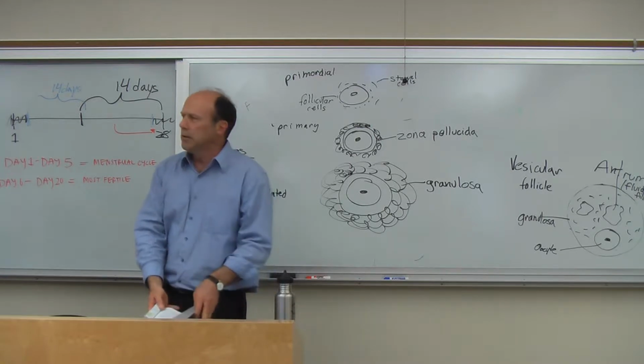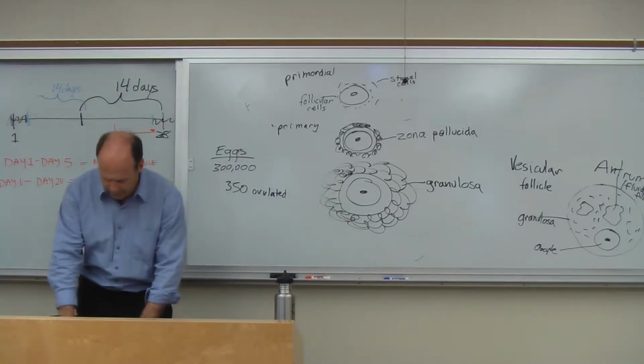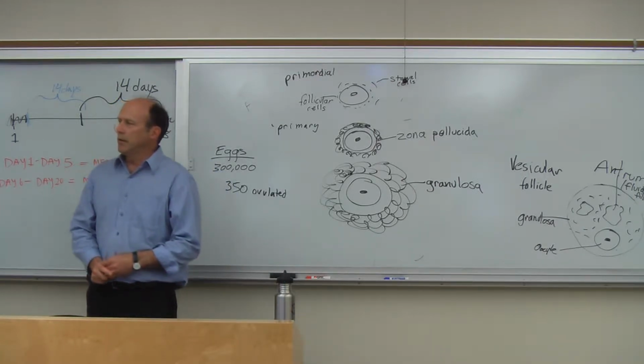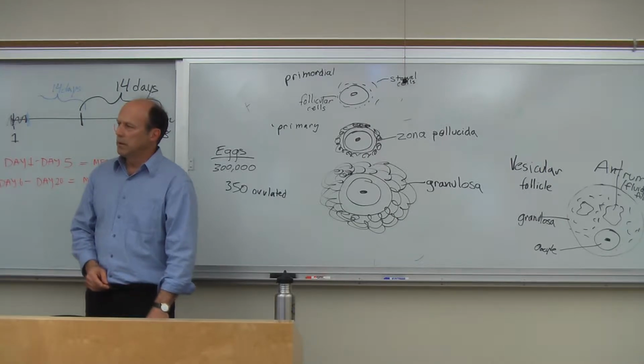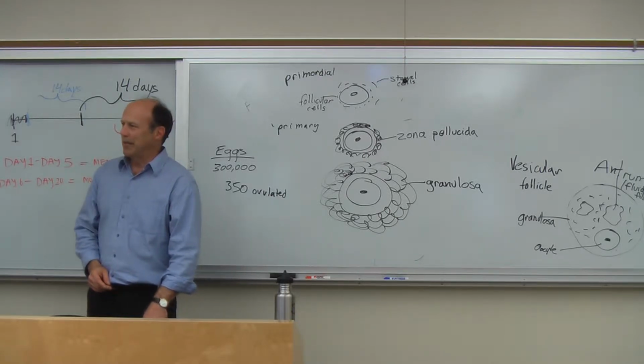Where is the follicle, Christian? Where is the follicle again? In the ovary? It's in the ovary. Yeah. So how many follicles are there in the ovary? 3? No, there's going to be lots and lots, right?